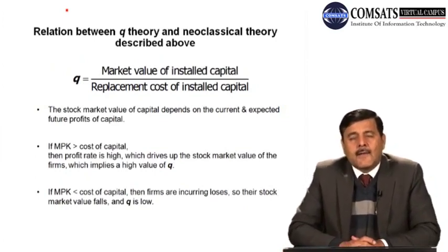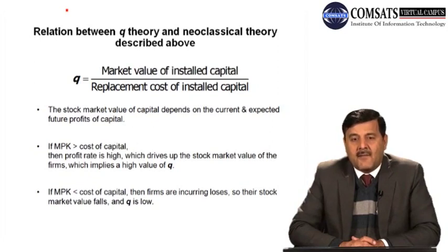Now how can we relate the Q theory, which is given by Tobin, and the neoclassical theory that we discussed last time? As we know, Q is equal to the market value of installed capital divided by the replacement cost of the installed capital. Now, the stock market value of capital depends on the current and expected future profits of the capital.